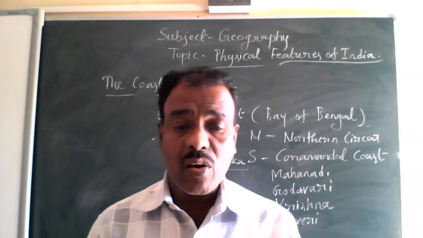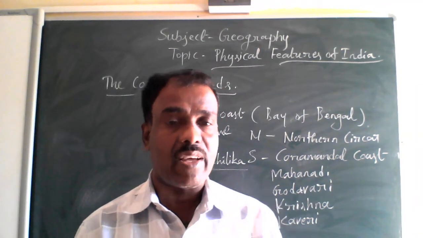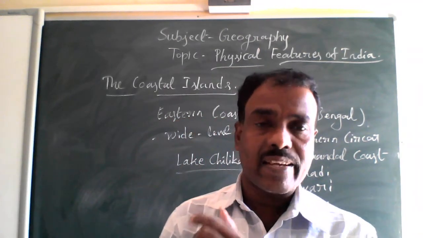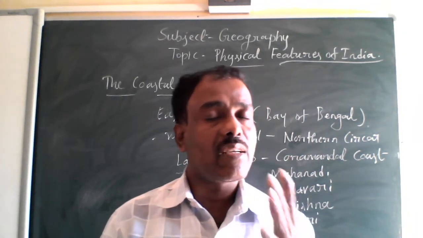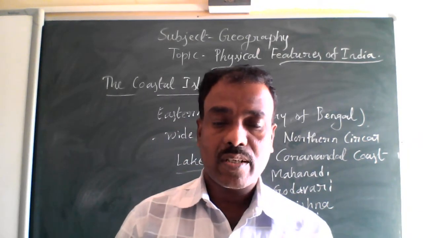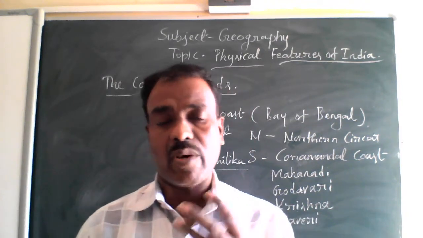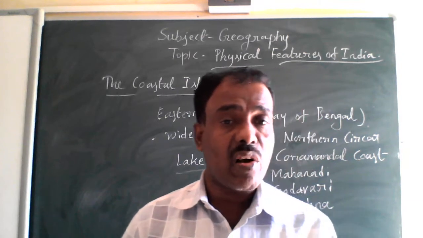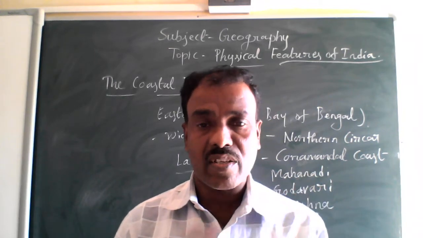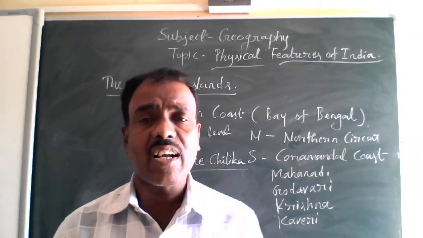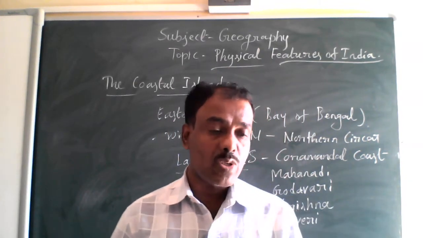And the plains along the Bay of Bengal, that is the eastern coast, are wide and level. In the northern part, it is referred to as the Northern Circars, and in the southern part, it is known as the Coromandel coast. Got it now? Here the large rivers such as the Mahanadi, Godavari, Krishna and Kaveri have formed extensive deltas on this eastern coast. And also, dear students, Lake Chilika is an important feature along the eastern coast. So that is about the coastal plains.